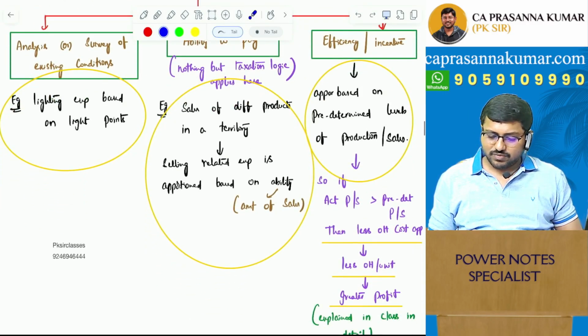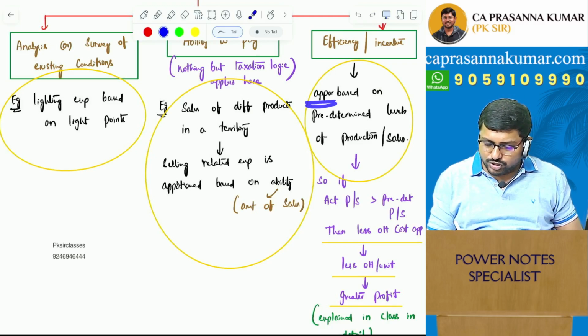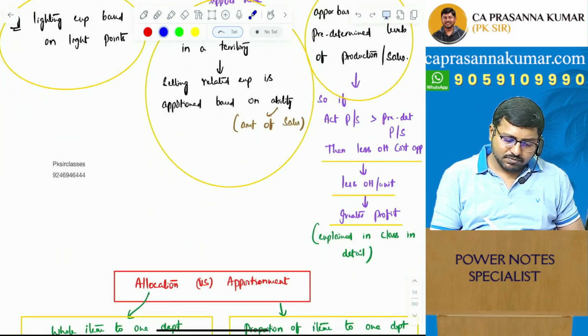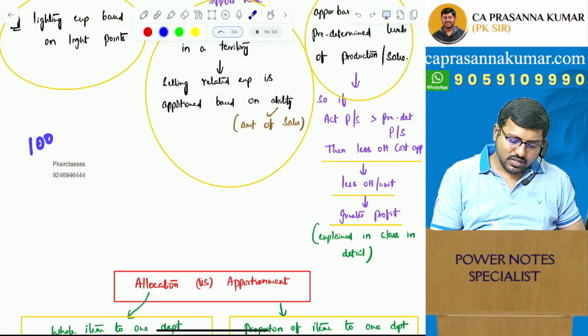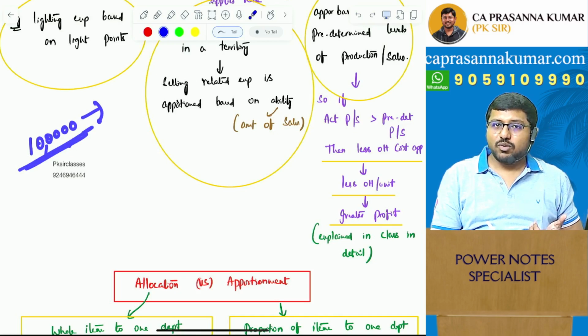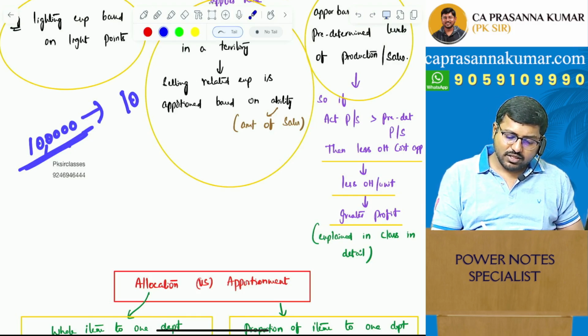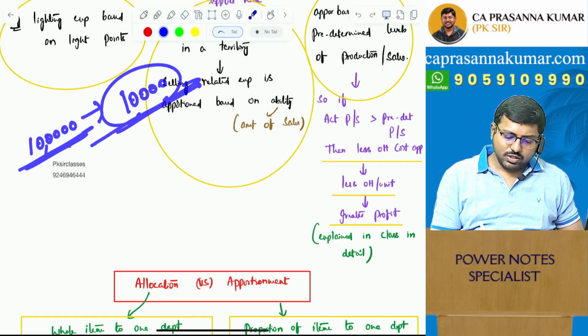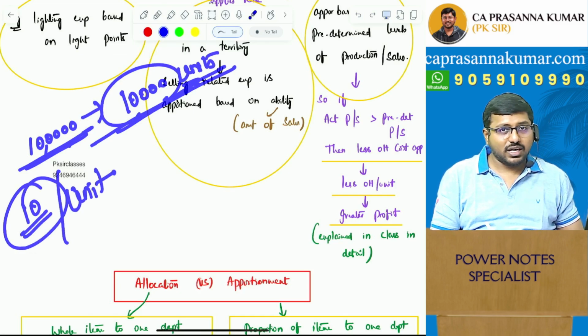What do you mean by this? This apportionment will be based on predetermined levels of production or sales. Say, for example, I will apportion 1 lakh of overheads based on your predetermined production or sales. Let's say I've predetermined that your sales will be 10,000 units, which means on average your overhead cost per unit will be how much? 10 rupees: 1 lakh over 10,000 units. So this is predetermined, which means it is 10 rupees per unit, correct?